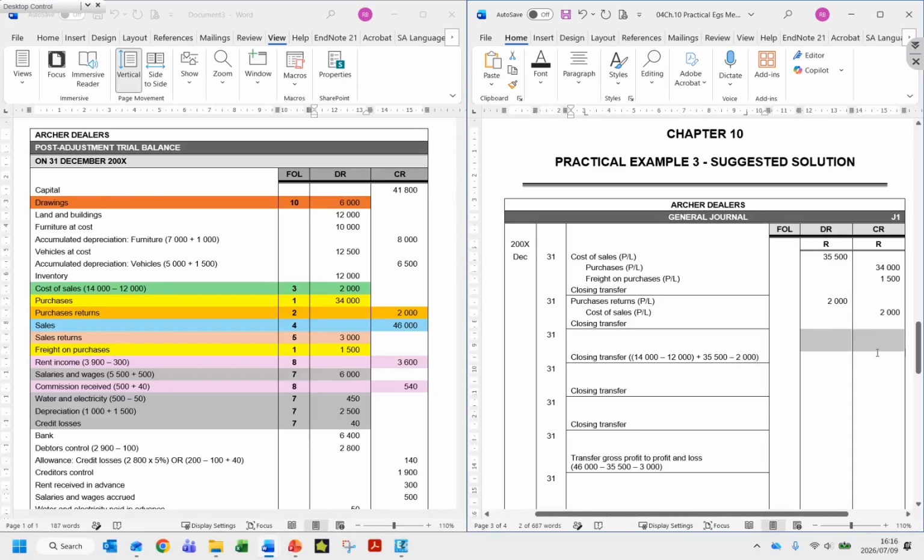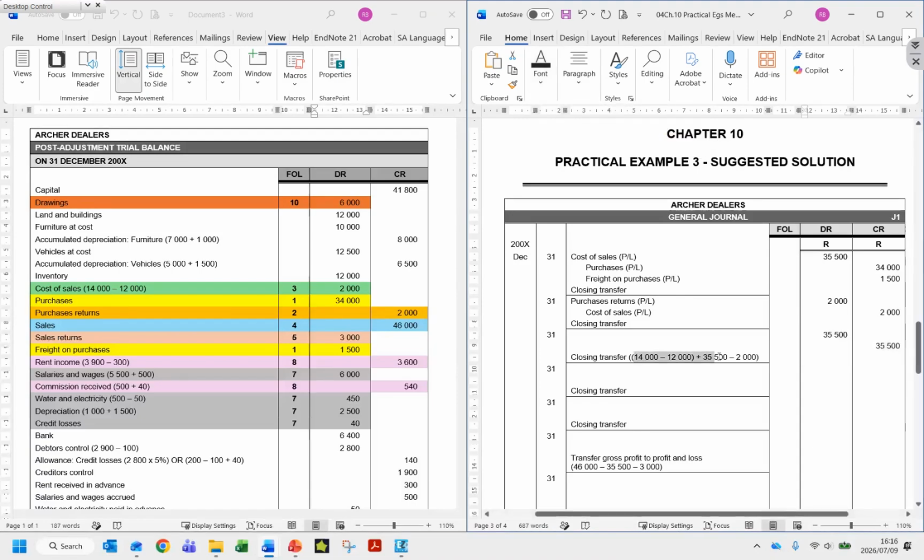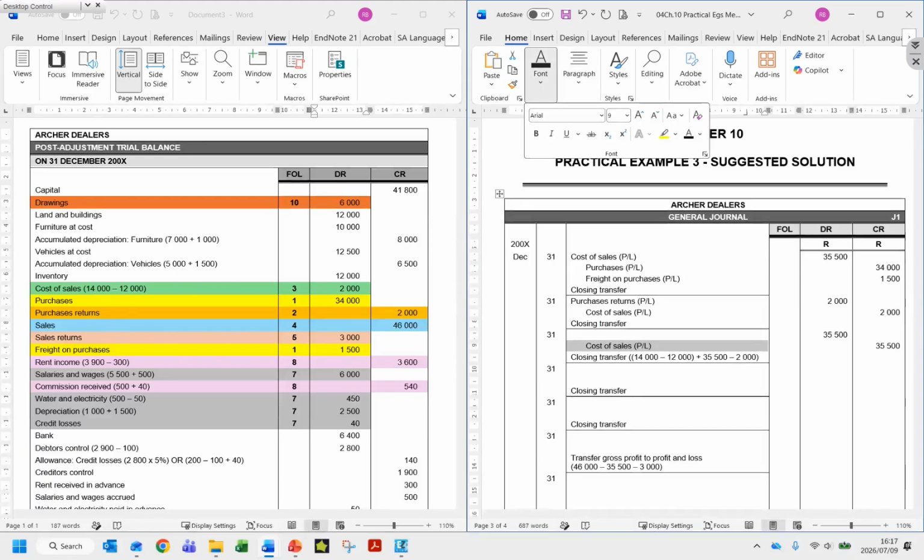So that gives us a balance of 35,500 Rand. So if we had to balance the general ledger account, it would result in a debit balance of 35,500 Rand, 2,000 Rand plus 35,500 Rand on the debit side, 2,000 Rand on the credit side, ends off with a debit balance of 35,500. So to close off cost of sales, we therefore need to credit the cost of sales and we need to debit trading account. So cost of sales has now been closed off to trading account.